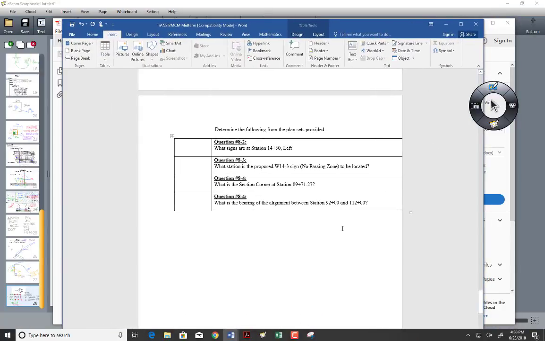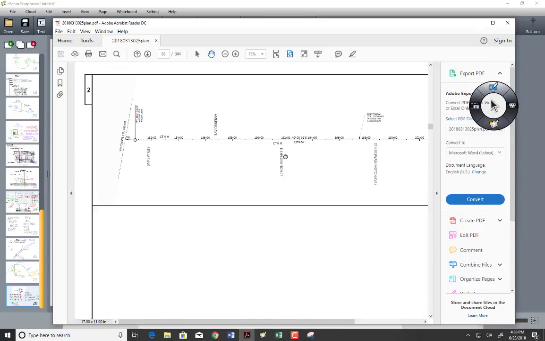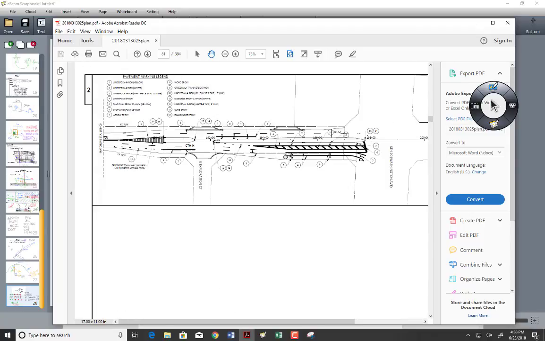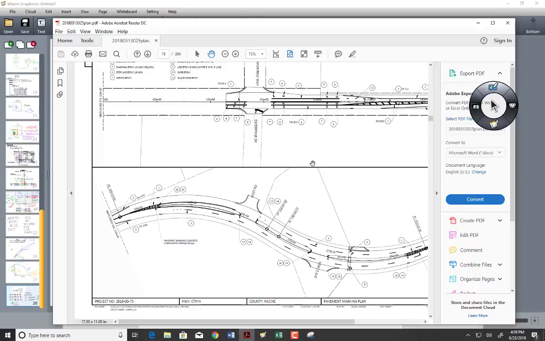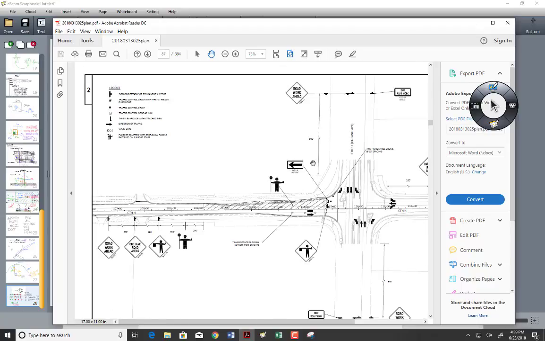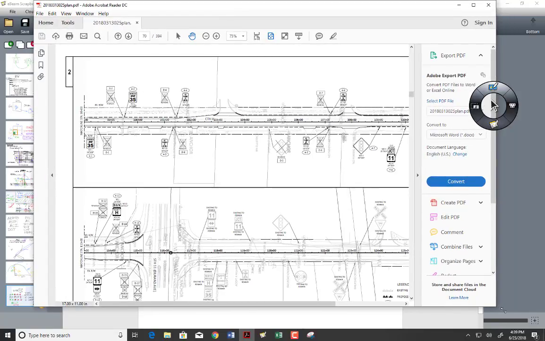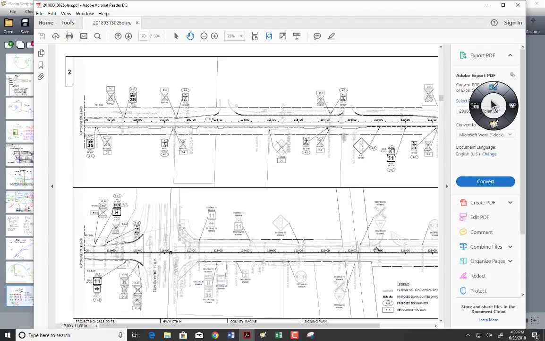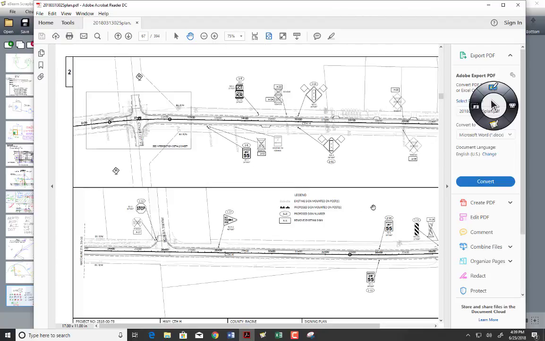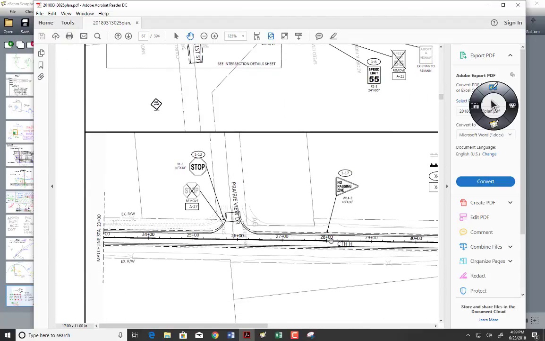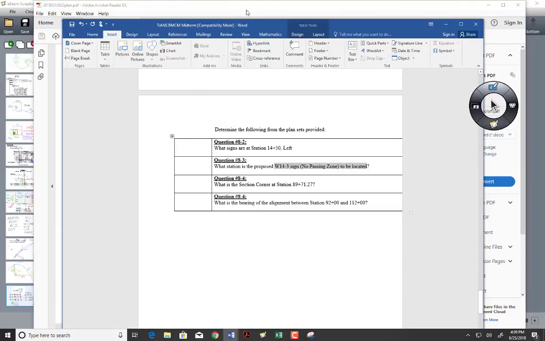Yeah. So what station is the proposed W14-3 sign, no passing, to be located? Station 28. Maybe before paint. Station 28. Yeah, I want to get to it. Oh, down there. I've lost it. There we go. And we need sheet 67. I'm not seeing the W14. Oh, there it is. Right here. Here's the 1-17. So at 117, we're at right around 28 plus 00. So that 1-17 no passing zone, W14-3, that's asking for, that no passing zone is located at 28 plus 00 to the left.